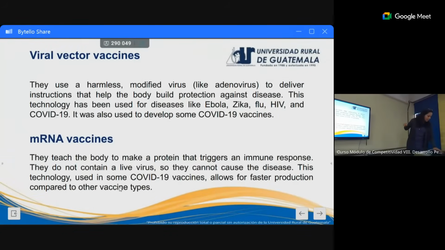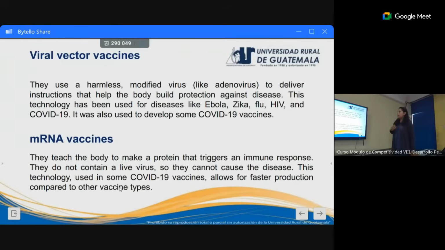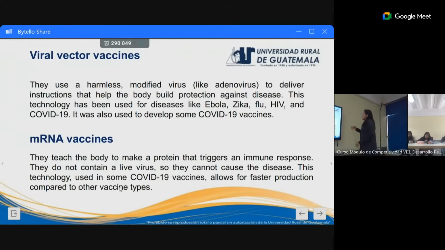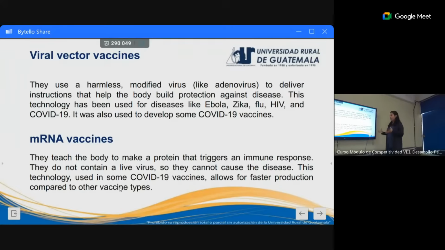The viral vector vaccines, it says that they use a harmless modified virus, like adenovirus, to deliver instructions that help the body protect itself. This technology has been used for diseases like Ebola, Zika, flu, HIV, and COVID-19. It was also used to develop some COVID-19 vaccines. Then we have the mRNA vaccines.